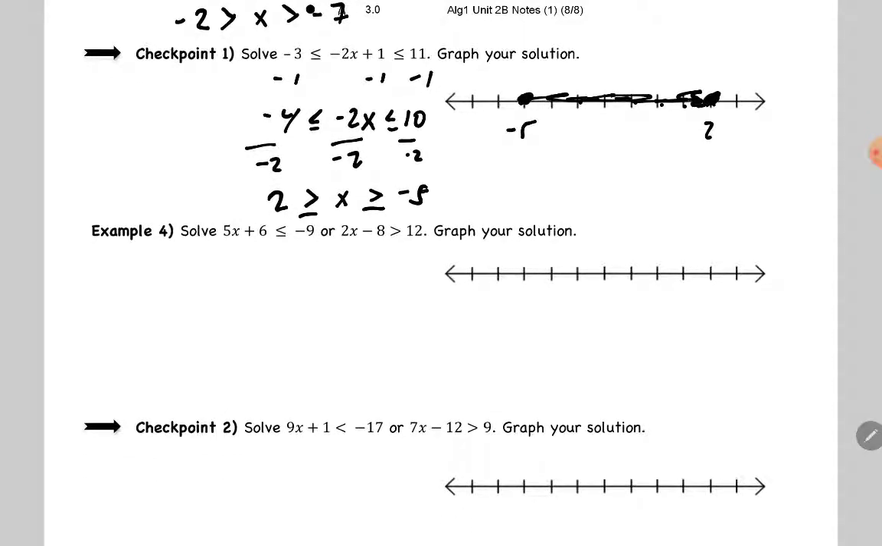So this one we have two separate inequalities. So basically we have two problems to solve. So let's work on this first inequality. Minus 6, minus 6. So I have 5x is less than or equal to negative 15. Divide by 5. And we'll get x is still less than or equal to negative 3.